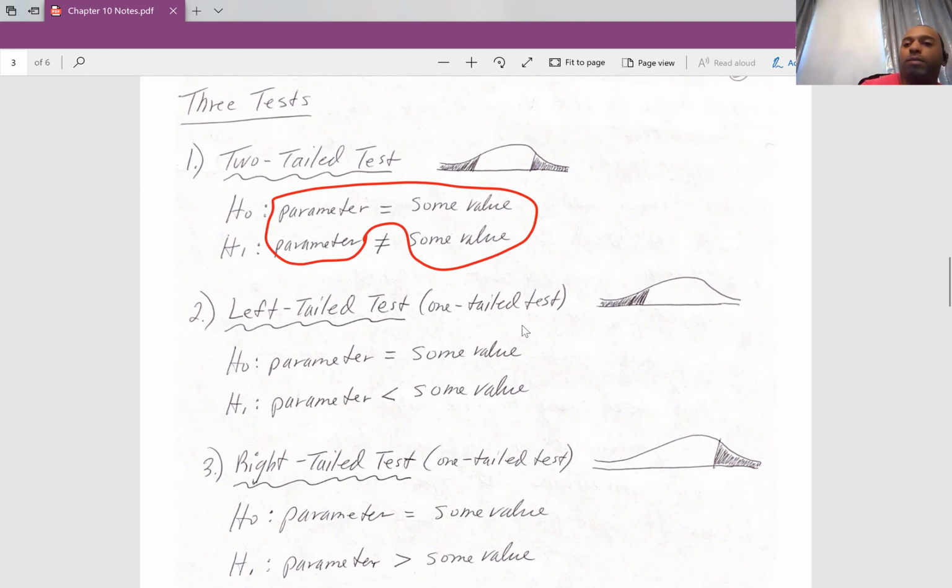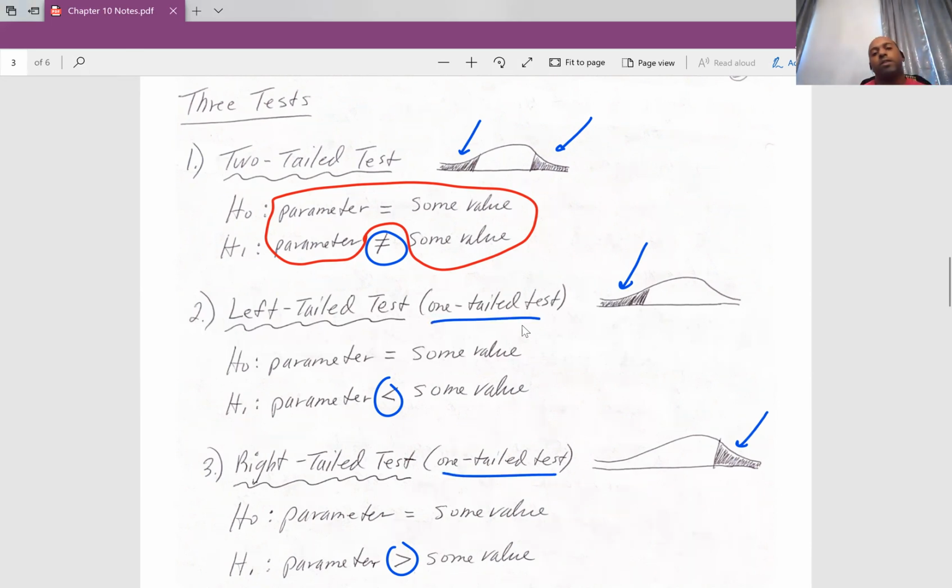But what is going to be different is your symbol right here. And there will be keywords or key phrases that will let us know which symbol to use. You'll see those symbols in the example, but if we end up using the not equal to symbol, it will be two-tailed. The less than symbol gives us left tail, and the greater than symbol gives us a right tail. And both the left tail and right tail tests are considered one tail tests.